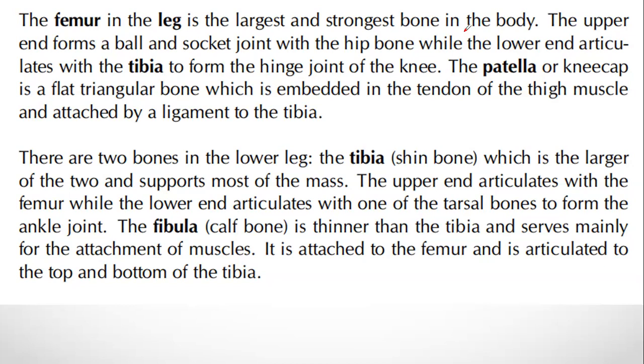Okay, so the femur is the largest and strongest bone in the body. The upper end forms a ball and socket joint with the hip bone, while the lower end articulates with the tibia to form the hinge joint of the knee. The patella or kneecap is a flat triangular bone which is embedded in the tendon of the thigh muscle and attached by a ligament to the tibia.